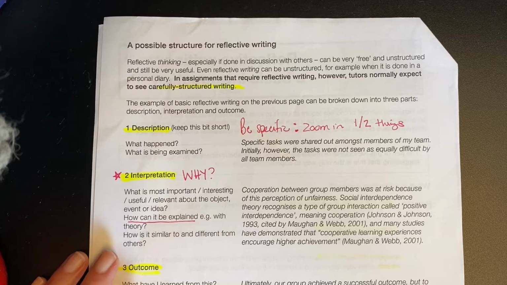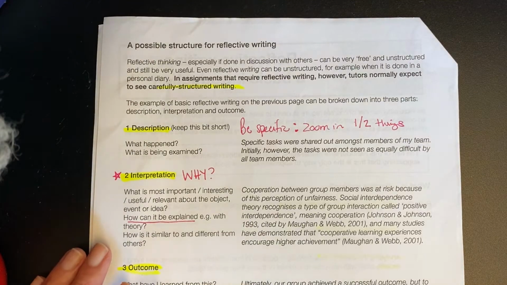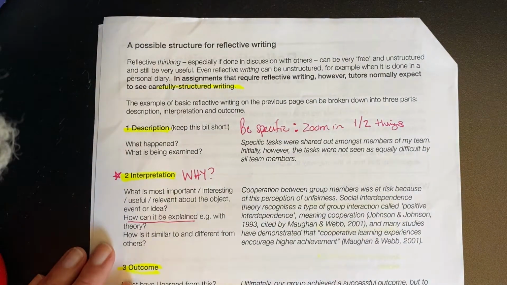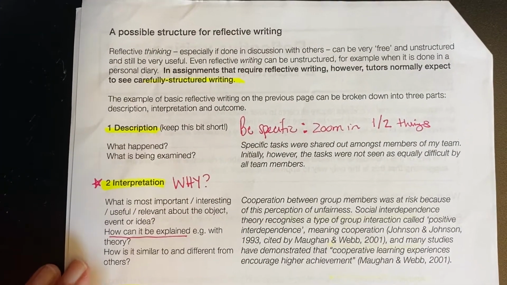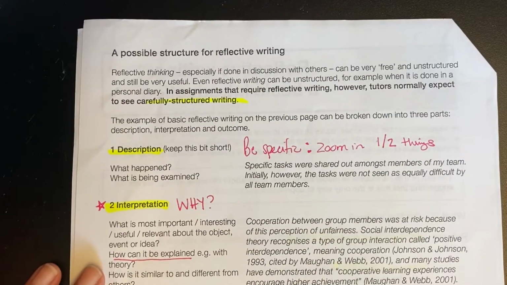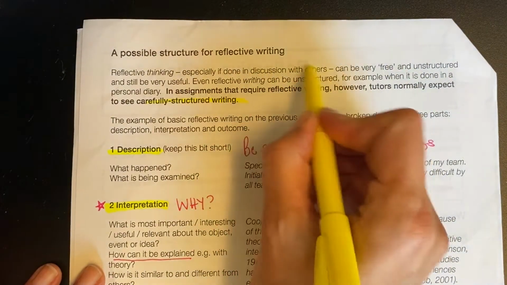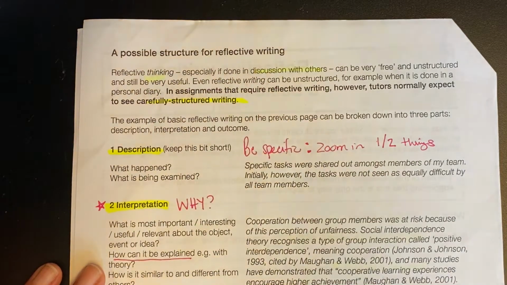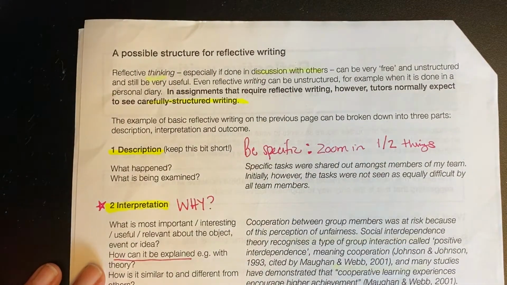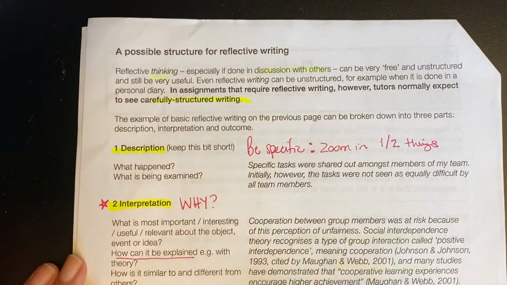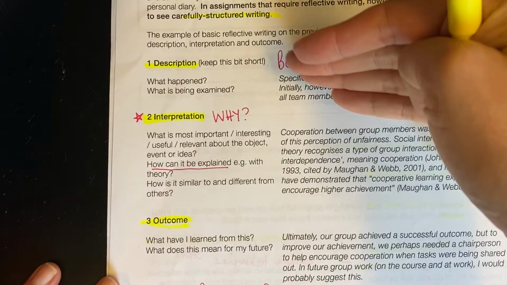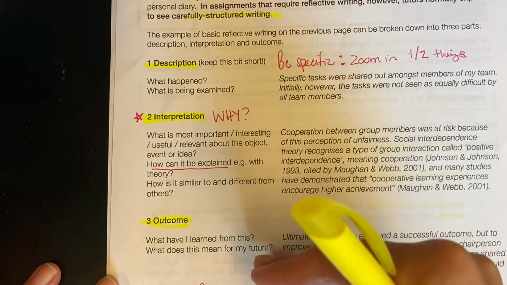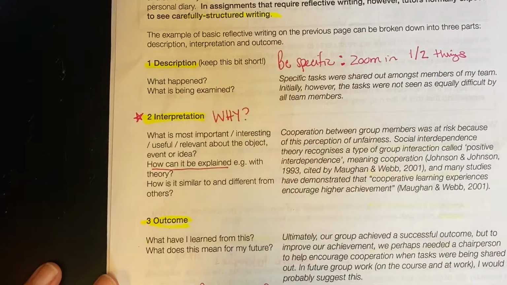Reflective writing has a structure as well, and it's important to have a structure just so everyone is on the same page. So think about your reflective thinking, especially in connection with others. It can be free or unstructured, just brainstorming. But when we're trying to communicate that, we want it a bit more structured. So this is a basic structure where you start with a description, an interpretation, and an outcome. That should be very helpful in you writing this.